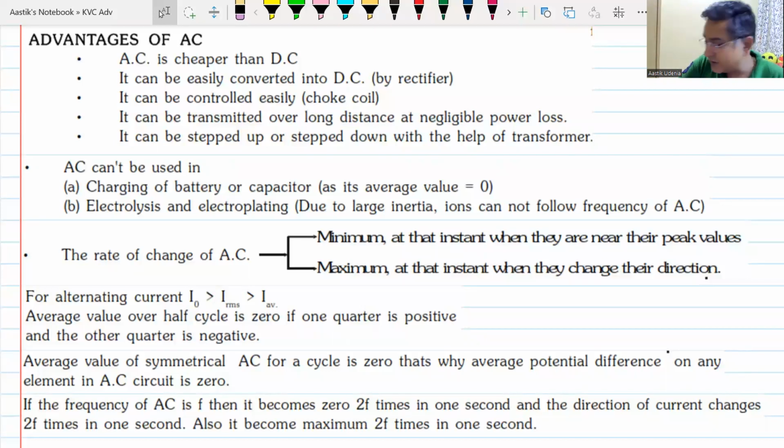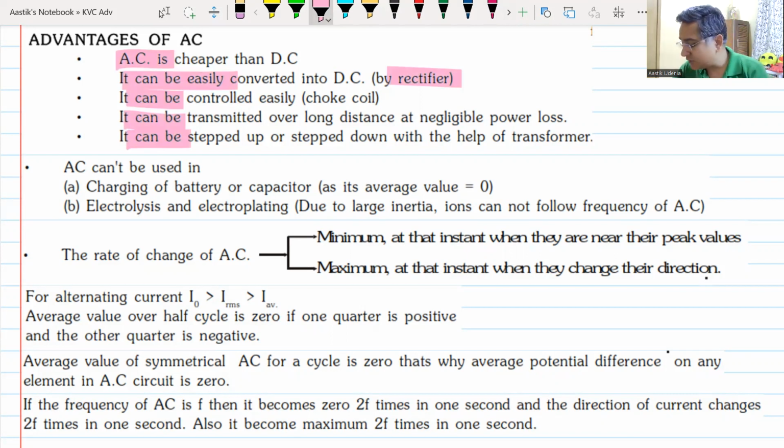Then we quickly move ahead to all these points. What are the advantages of AC and DC? These days there are questions coming which are based on knowledge, assertion and reasoning type and all those things, so these points become very important. AC is cheaper than DC. It can be easily converted to DC by a rectifier. It can be controlled. It can be transmitted using transformers. It can be easily stepped up or stepped down. That is the transformer. We will do that very easily.